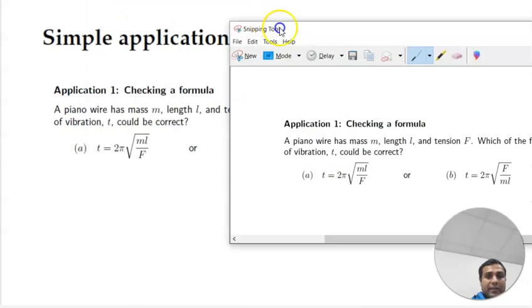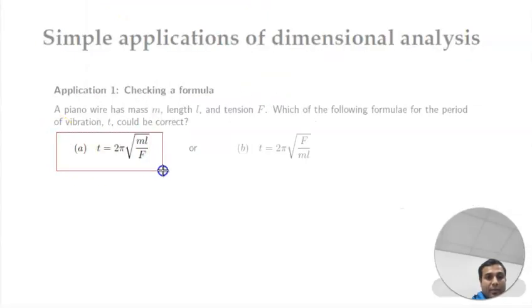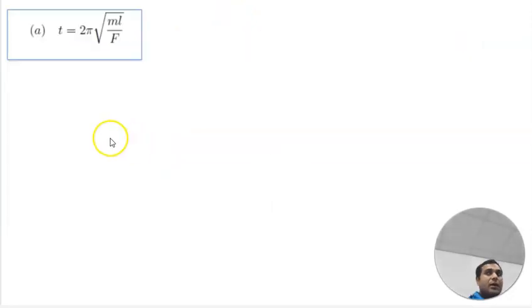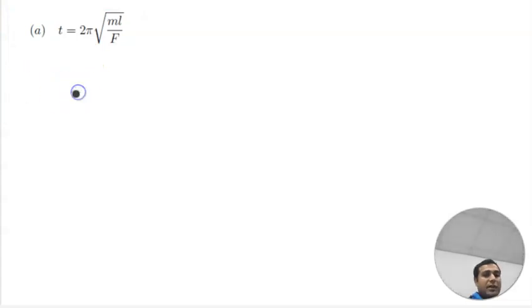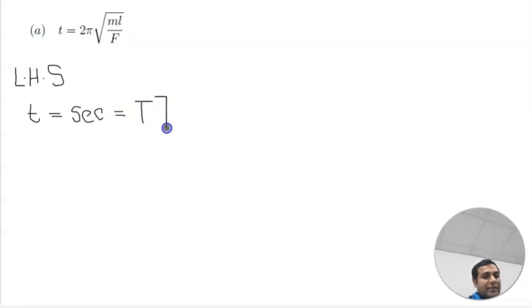So I start with the first formula. Now I want to check this formula A to see if that works. Let's start with my left-hand side, LHS, which is time. What's the unit for time? Seconds. And how do you write the dimension for the second? T in square brackets. So that one is done.